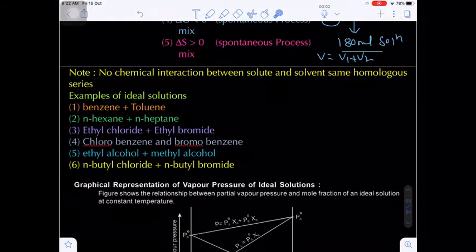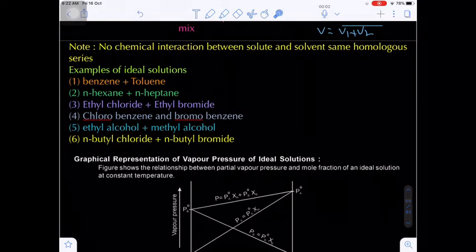Now here, no chemical interaction between solute and solvent. This is very important regarding the ideal solution. That means the two components must be almost the same, having the same functional group. And in organic chemistry, we know same homologous series means having the same functional group. That is a chemical reactivity. But the only thing is that there is a change in the molecular formula by a CH2 unit in the successive members. Okay. Now what are the examples regarding the ideal solution?